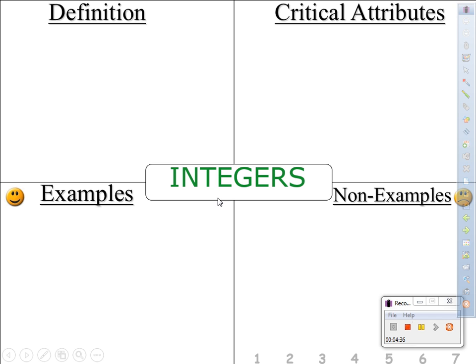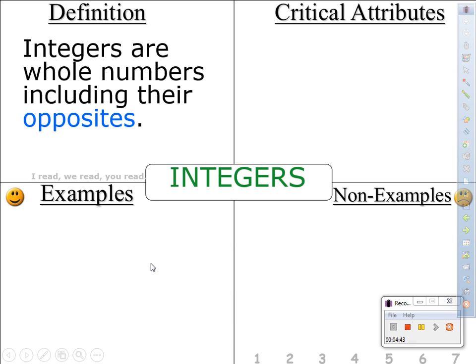Okay? And on the top left, I'm going to give you a definition. What is the definition of integers? Here it goes. Integers are whole numbers including their opposites.